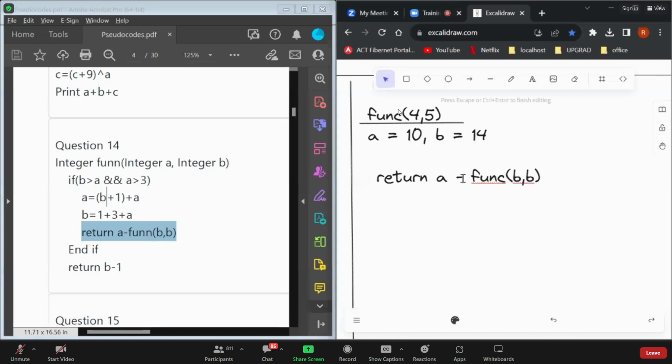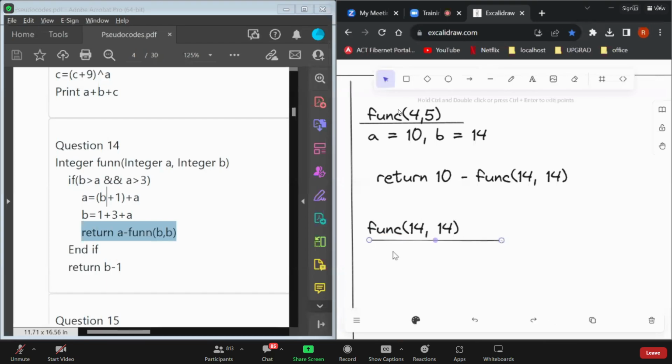Okay. But let's substitute the value. A value is 10. B value is 14. This is also 14. See, we have 10 minus some value. We don't know what the value is. Okay. Now let's calculate what the value is. So function of 14 comma 14. Okay. So these are our new a and b values. A equal to 14, b equal to 14. Okay. Don't worry. We'll come back to this.